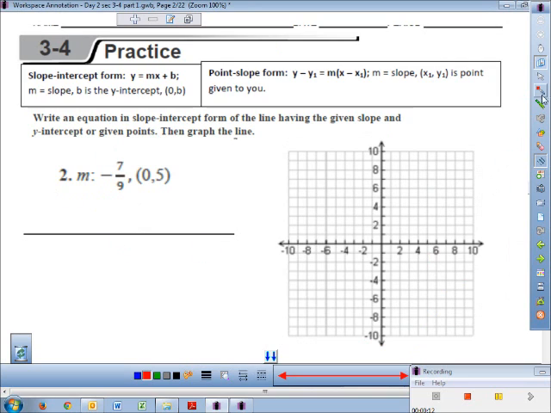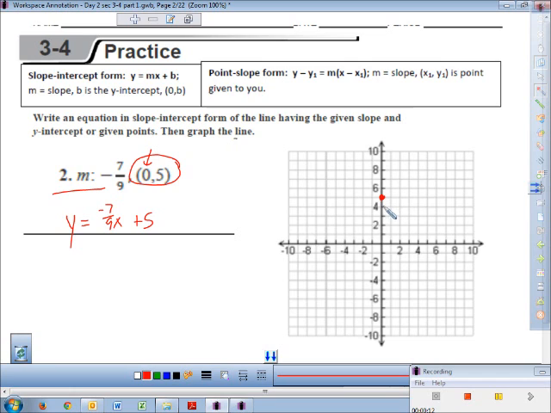So let's do that again. Here, the slope, and then they give you this point right here, but that is the y-intercept because the x value of that point is 0. So you have y equals negative 7/9 x plus 5. The y-intercept is the y value of that point. So we start at 5 on the y-axis because that's why it's called the y-intercept. That's the ordered pair (0, 5).